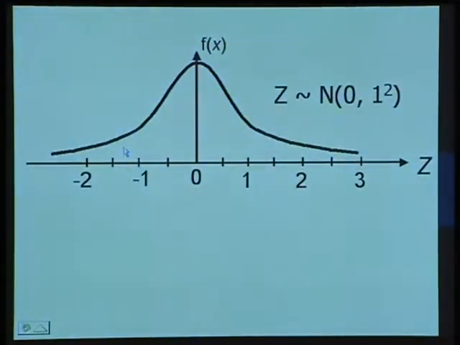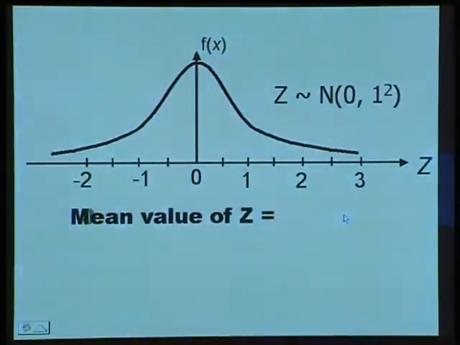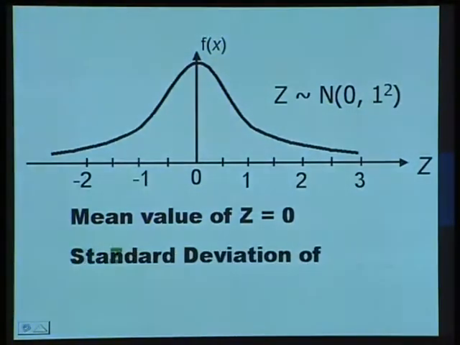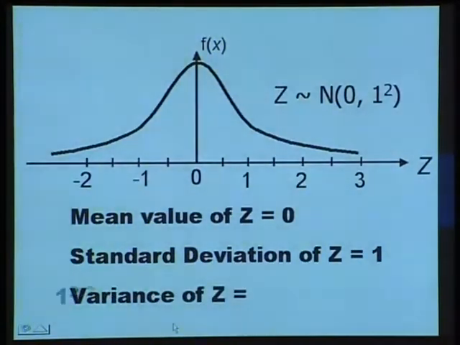So this is the standard normal curve, and Z is the standard normal variable, and the properties would include: the mean value of Z is 0, the standard deviation of Z is 1, and the variance of Z is also 1, but you write it as 1 squared.